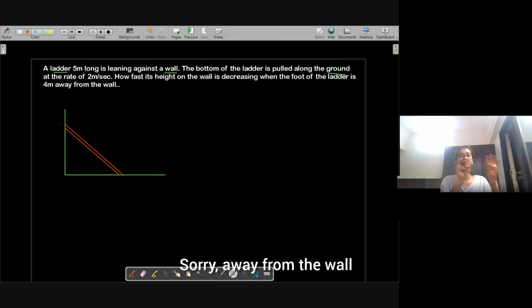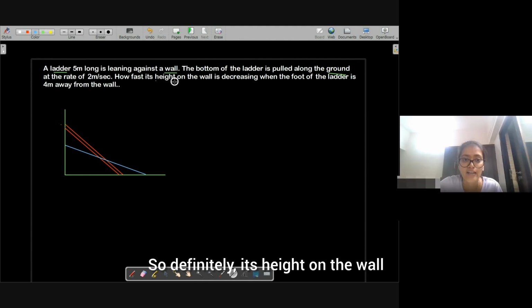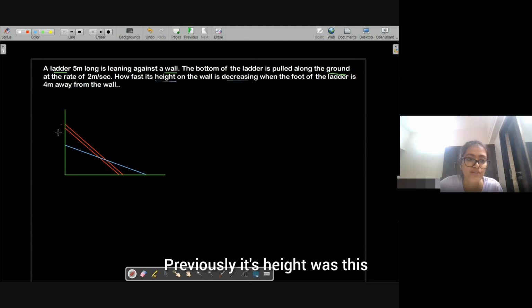Sorry, away from the wall. So if you pull it away, it will be like this, the new position of the ladder, right? Definitely its height on the wall will decrease. Previously, its height was this, and the new height is this.